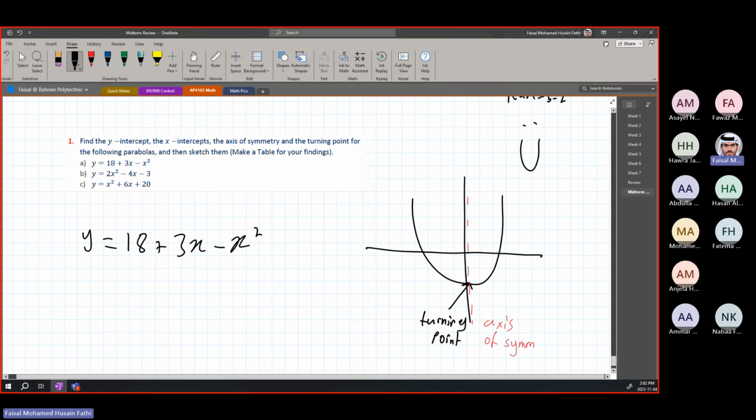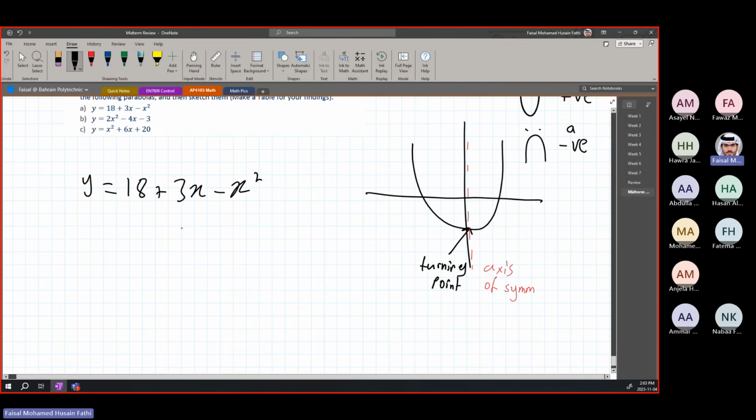The shape of a U means happy, which is when A is positive, the A value. A sad or N shape means A is negative. When you're negative, you're feeling sad. When you're positive, you're feeling happy. So when A is negative, which we will see now, it is downwards. When A is positive, it is upwards. Okay, now let's start solving.